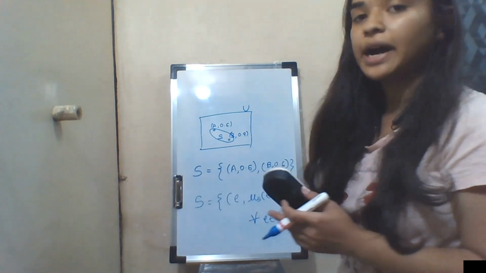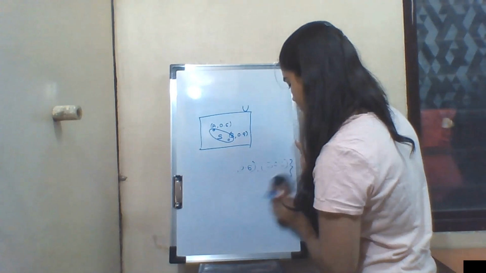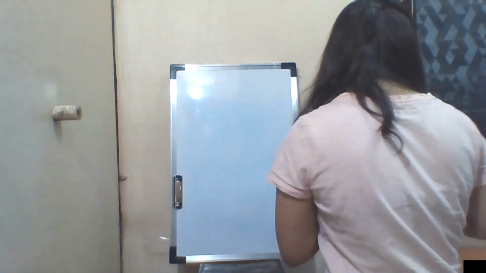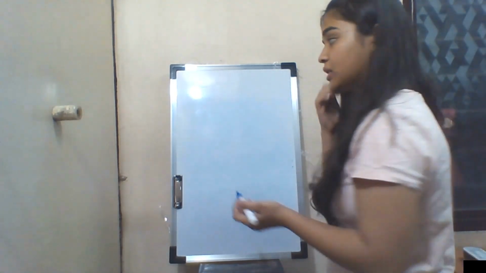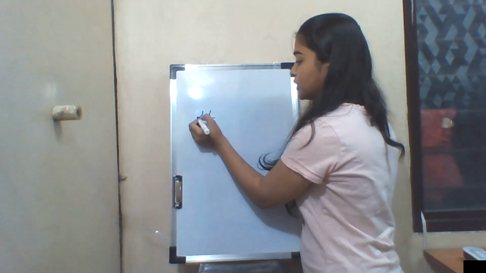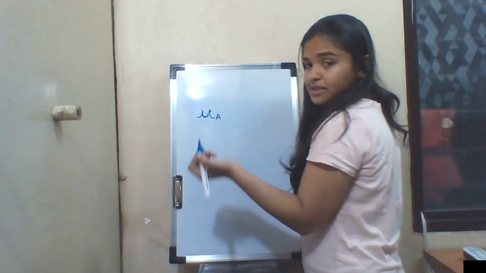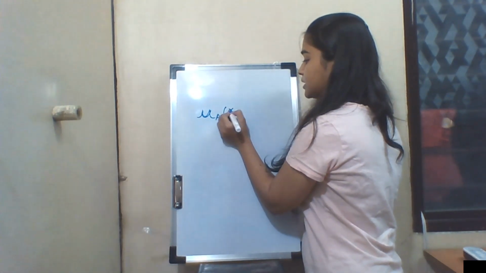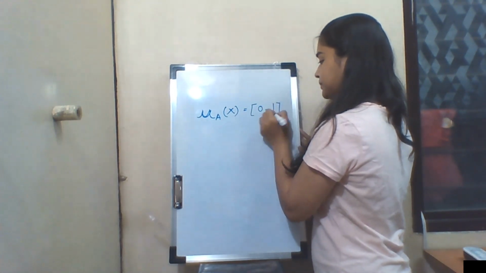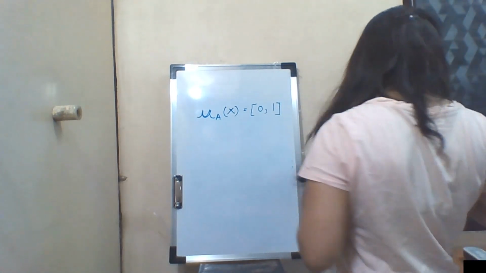Okay, so now let's look at the membership function. We will define the membership function. It is denoted using the Greek character mu. You write it in the following way: mu, name of the fuzzy set, let's say A, and the element. It takes the value between 0 and 1.